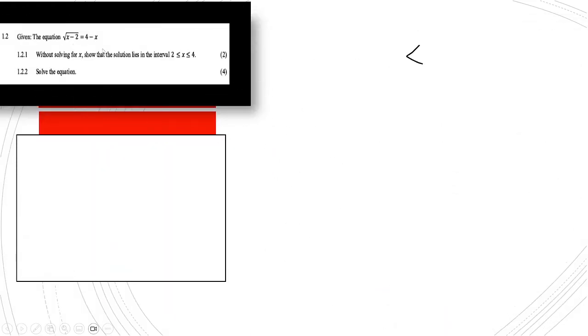So let's do it. The question there on top, 1.2, they gave us the equation: the root of x minus 2 equals 4 minus x. For 1.2.1, they say without solving for x, show that the solution lies in the interval x greater or equal to 2 but less or equal to 4. That's 2 marks. I just want to tell you one thing about this question.